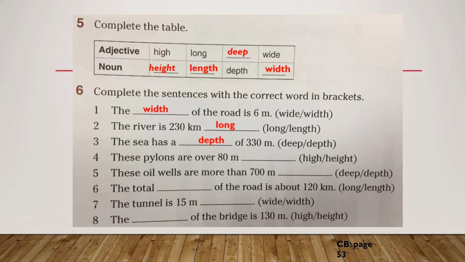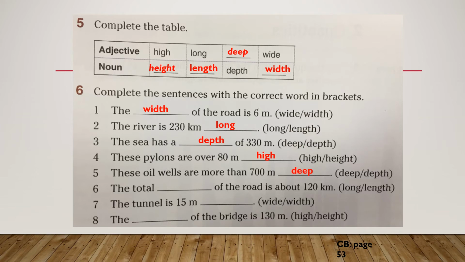Number 4, these pylons are over 80 meters. High or height? High. These oil wells are more than 700 meters. Deep or depth?